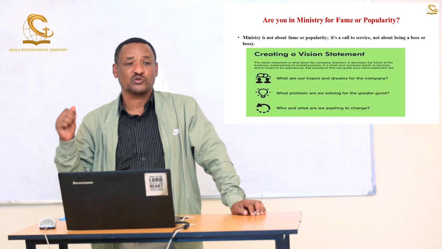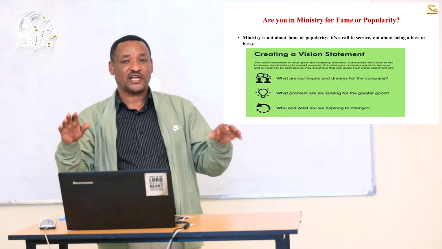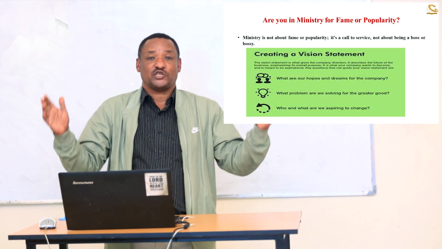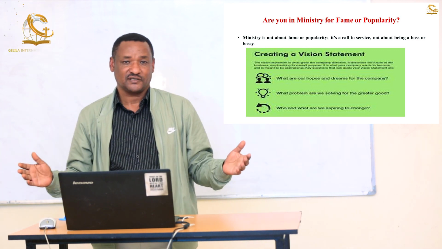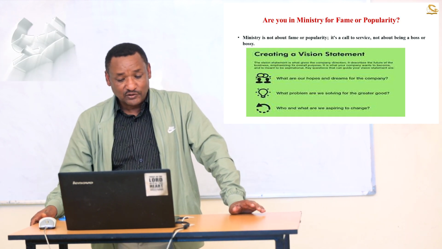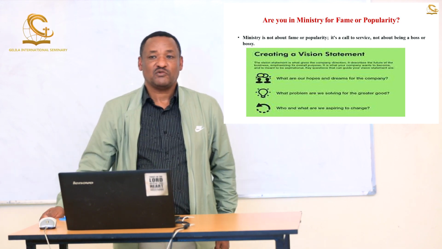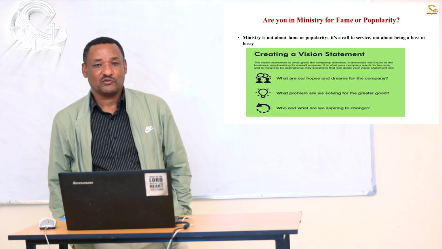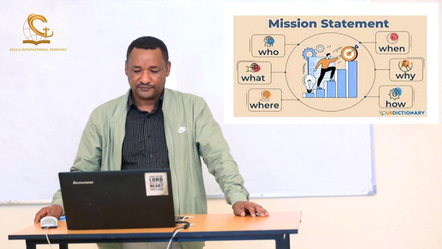What problem do you want to solve? What problems are making life difficult for society? What problems are affecting the society, the community, all stakeholders, the governments? So we have to think about this when we create a vision statement. And the other question is, who and what do we aspire to change? What are we going to change? What is our aim to change at the end?